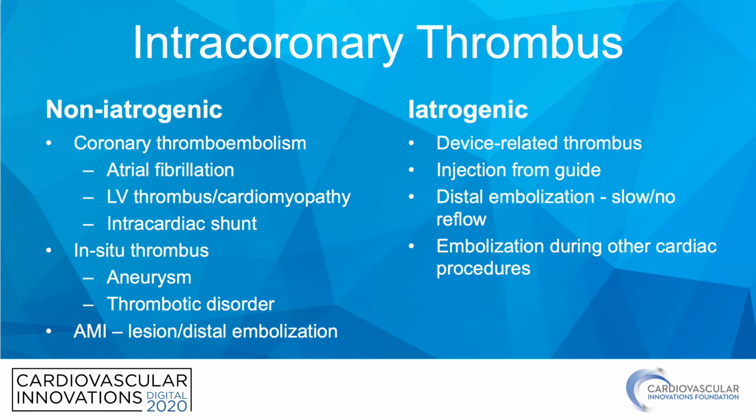Intracoronary thrombus can be broken down into non-iatrogenic and iatrogenic thrombus. Non-iatrogenic thrombus can come from coronary thromboembolism from atrial fibrillation, LV thrombus, or intracardiac shunt, or in situ thrombus from patients with aneurysms or thrombotic disorders. Finally, obviously, we see this very commonly in acute MI, and this can either be at the lesion or with distal embolization. Iatrogenic causes include device-related thrombus, injection of thrombus from a guide, distal embolization leading to slow or no reflow, or embolization during other cardiac procedures.